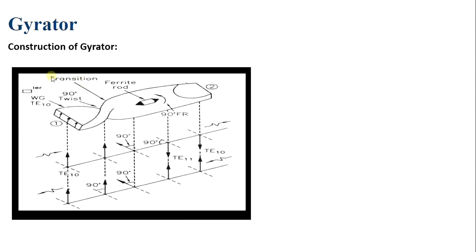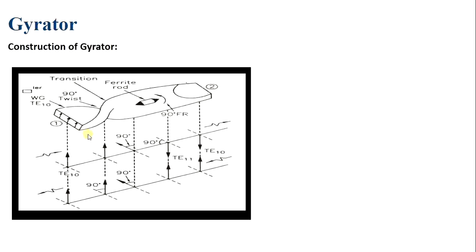Now we will see the construction of the gyrator, and then we will go for the working of this gyrator. This gyrator is a phase shifter which is constructed from a rectangular waveguide. A rectangular waveguide is taken. This is port 1 of the rectangular waveguide and this is port 2. This waveguide is twisted by 90 degrees and a ferrite rod is placed in the further part of the waveguide, and in this way the gyrator is constructed.